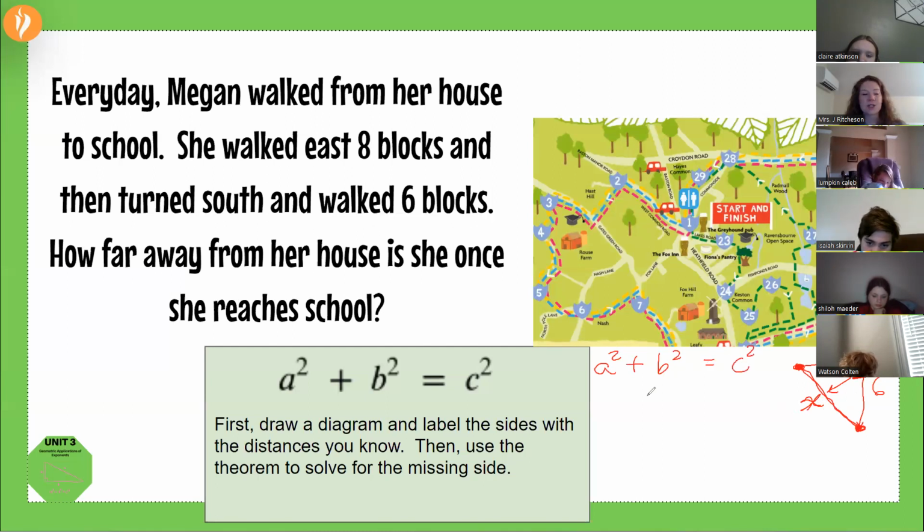And if you answered my question, thank you very much. Even if you didn't get it right, at least you're trying. All right, so we can use 6 and 8 for A and B. It doesn't matter if we use 6 for A or 8 for A. So we're going to do 6 squared plus 8 squared is equal to our hypotenuse squared, which we do not know. All right, so who can figure this out for me? What's 6 squared plus 8 squared?